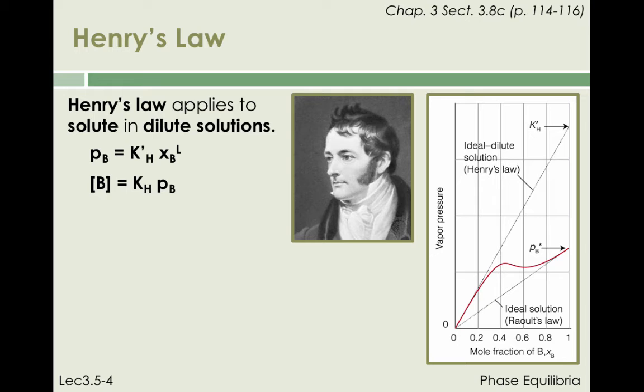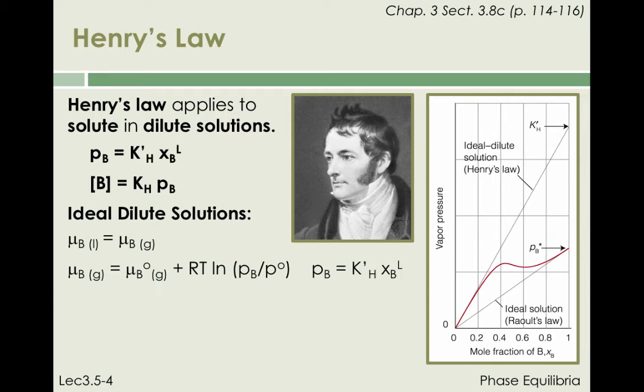At equilibrium between a solution and its vapor, we write that the chemical potential of the solute in solution, mu Bl, must be equal to the chemical potential of the solute B in the mixed vapor phase, mu Bg. Then we express the chemical potential of B in the vapor at partial vapor pressure P sub B as the standard chemical potential of B at the standard pressure plus RT times the natural log of P sub B divided by P standard.